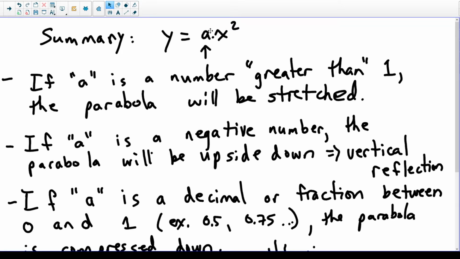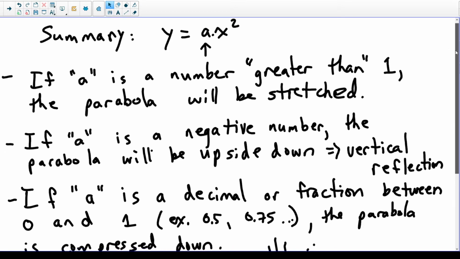If the number a is a decimal between 0 and 1, then that's going to be a compressed parabola. So 0.5, 0.75, 0.3, 1/2 as a fraction, 3/4 as a fraction, any kind of fractional number between 0 and 1 will cause a compression on the parabola. And if a just happens to also be negative, then that would cause it to flip upside down. So if a is positive, the graph is a smile shape, and if a is negative, then the graph is a frown shape, if you will. The actual terminology for that is opening up or opening down. So a smile shape would be opening up, and a frown shape would be opening down.